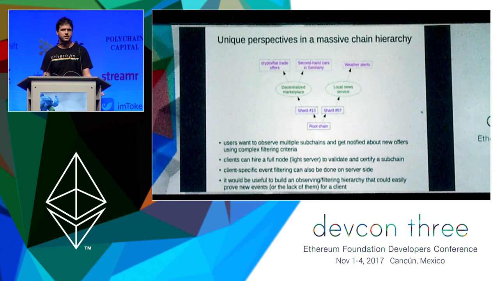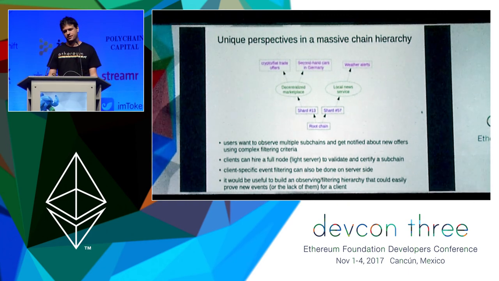Also, it's possible that with some state channel technologies you use low redundancy, so their security model is based on an assumption that some interested parties actually do validate the chain, and that's also something that light clients cannot do. So they would also require some insurance to be able to trust the validity of these chains. I think it is possible that they can hire light servers to do all of this for them.